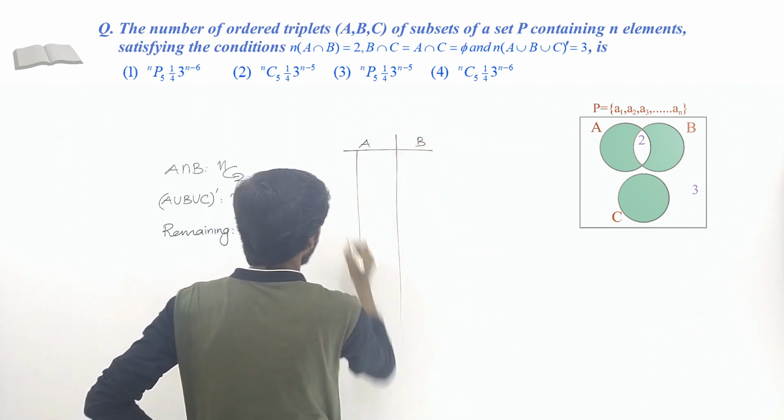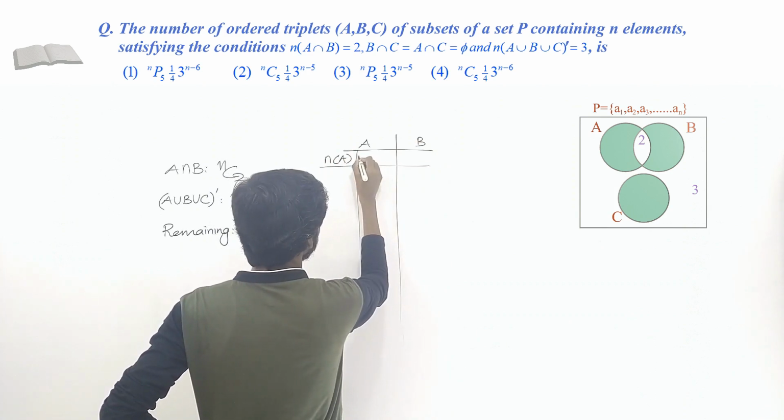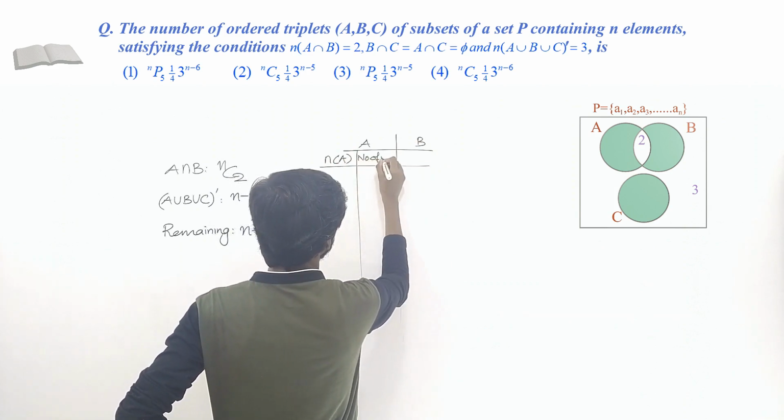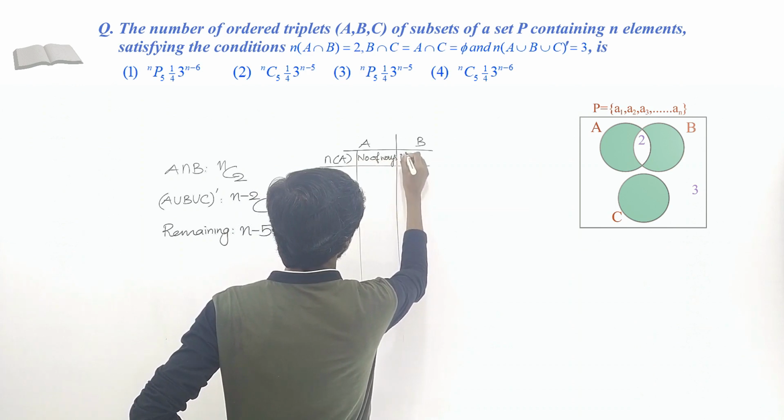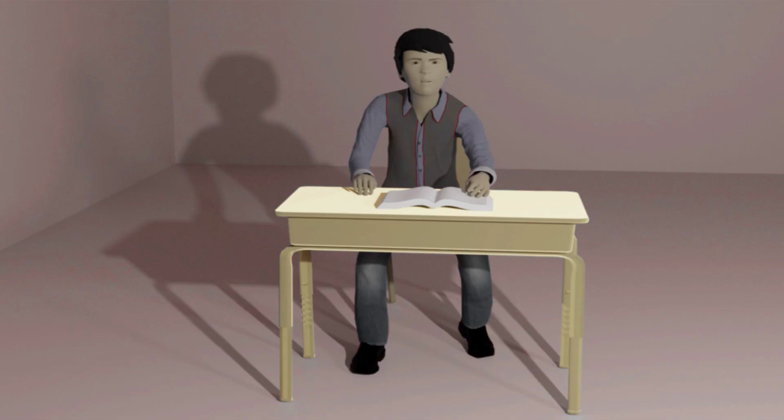So depending upon how many elements are in A, we'll divide it into many types. So the number of ways to form the set A and the number of ways to form the set B. Alright. What about set C? You are not considering that.